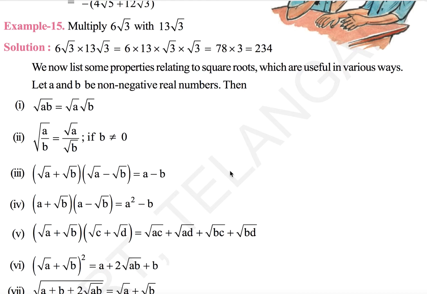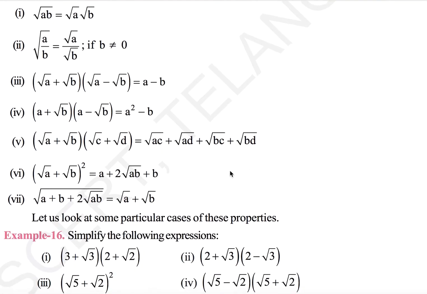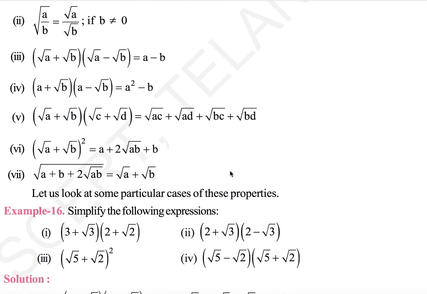Now let us list some properties related to square roots which are useful in various ways. Let a and b be non-negative real numbers, then root ab is equal to root a into root b. Root a by b is root a by root b, if b is not equal to 0. Root a plus root b into root a minus root b equals a minus b. A plus root b into a minus root b is a square minus b.